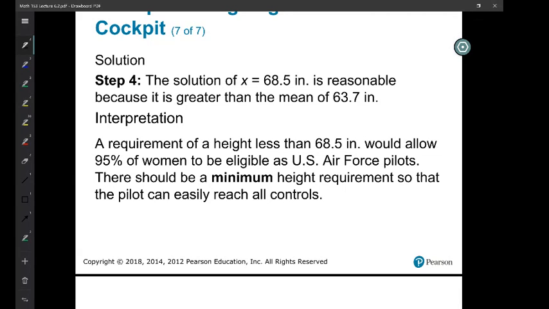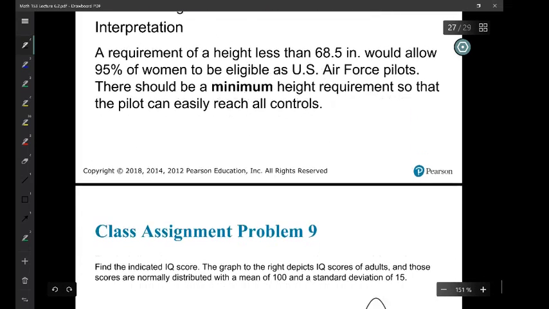Requirement of a height less than 68.5 inches would allow 95% of women to be eligible as U.S. Air Force pilots. There should be a minimum height requirement so that the pilots can easily reach all controls, though, as we stated earlier.